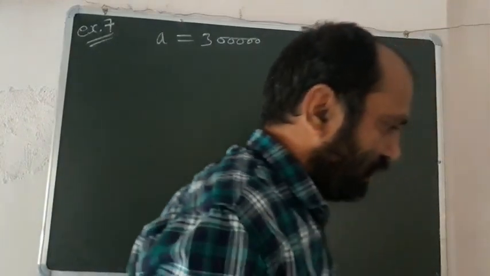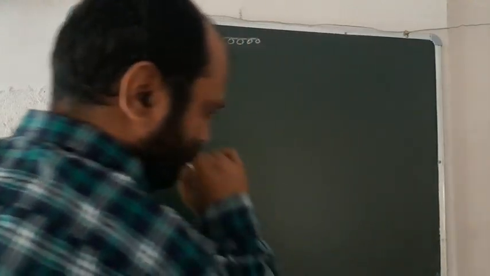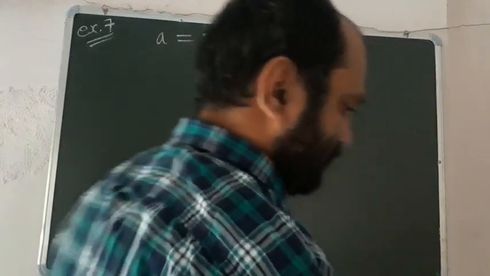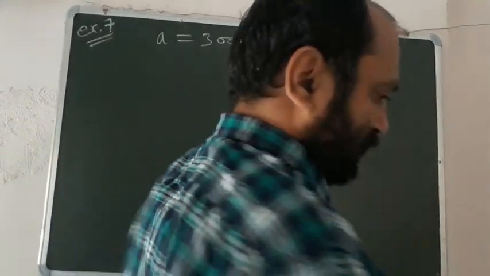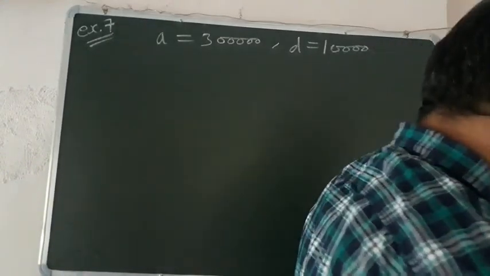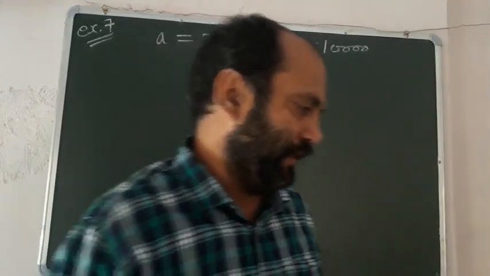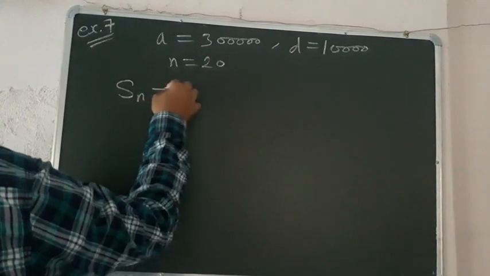As you see, its first term is 3 lakh and the common difference D is 10,000, right. Now you have to find the total amount he received in 20 years, which means the value of n is 20, so you have to find S_n.